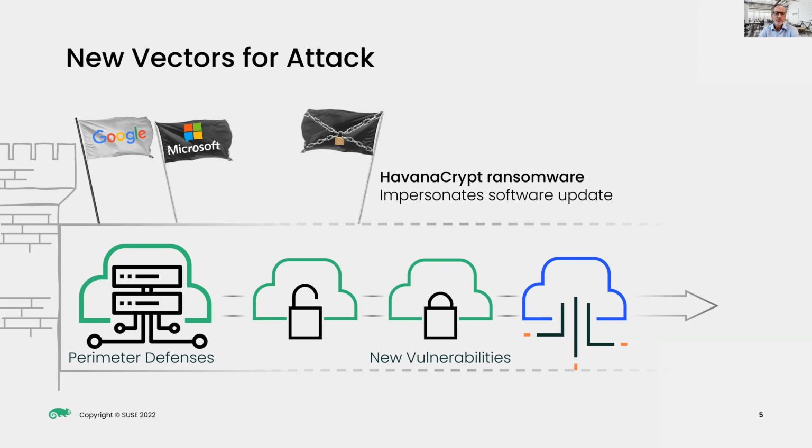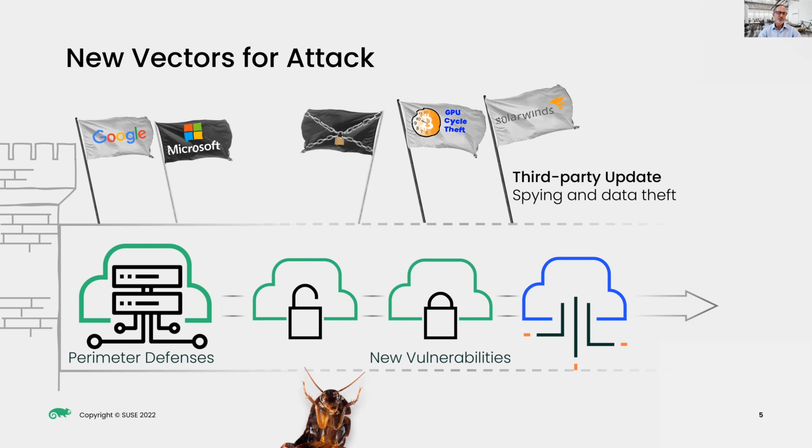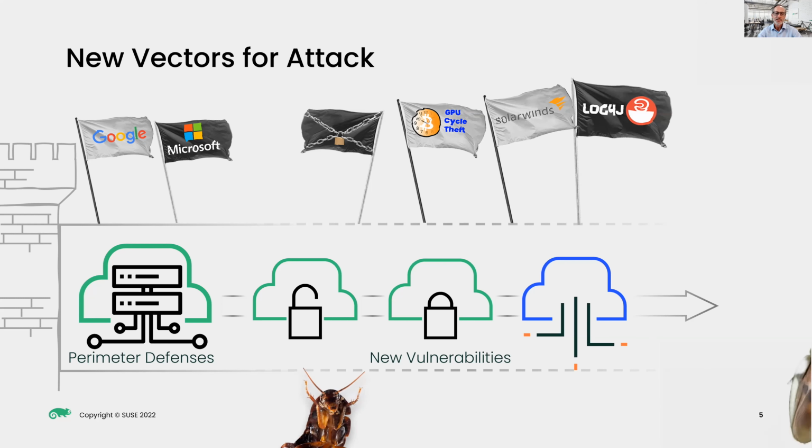Some recent examples of this include the Havana crypt posing as a Google software update before it holds data hostage. The NitroCod malware, delivered through legitimate application installers, sits quietly for weeks, erasing the evidence of its installation footprints, before seizing your system's GPU to mine cryptocurrency. SolarWinds' now infamous supply chain exploit that put all of its customers at risk. And then most recently, the Log4j exploit that hit nearly every company on the planet.